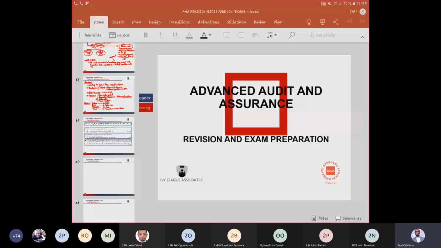The next area is answering questions on audit procedures.